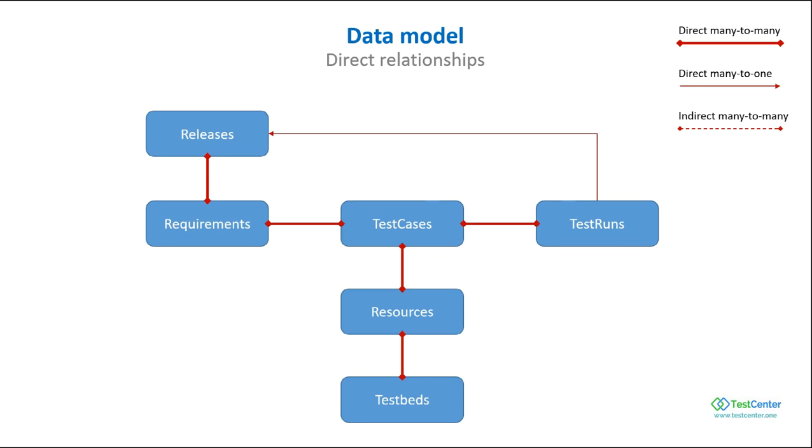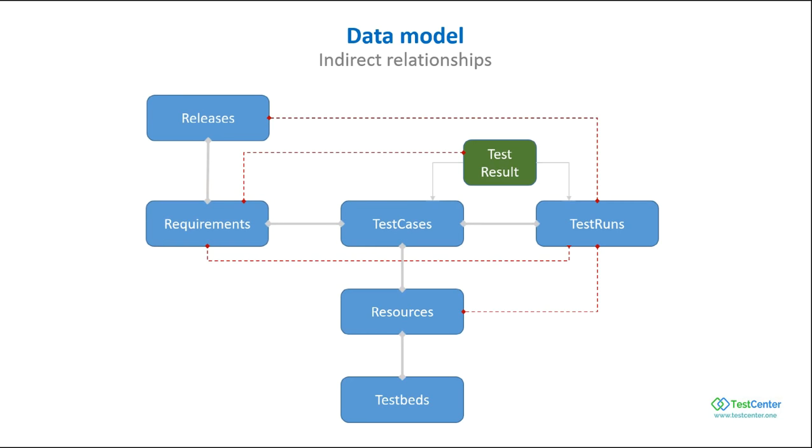You might wonder, where do we have the actual test results in this model? Well, test result is not a specific data entity. It's actually information that is always related to a test case and a test run. So test result is information that you get when you execute a test case in a specific test run. So the result of a test case can be different in different test runs.